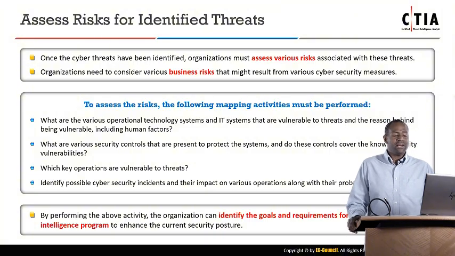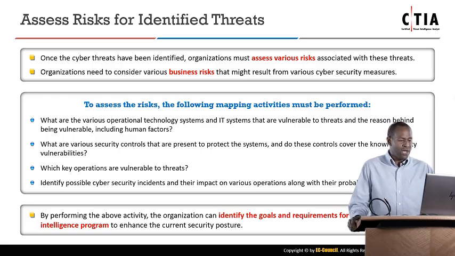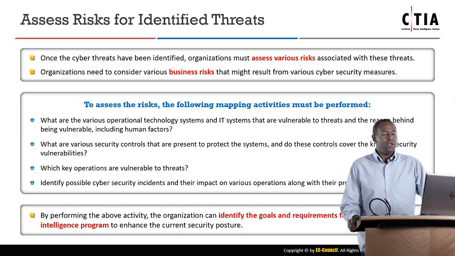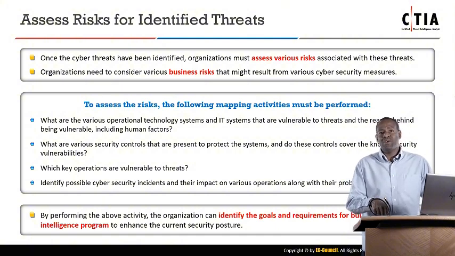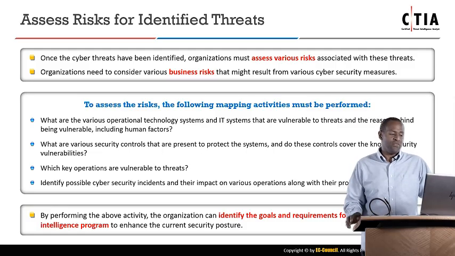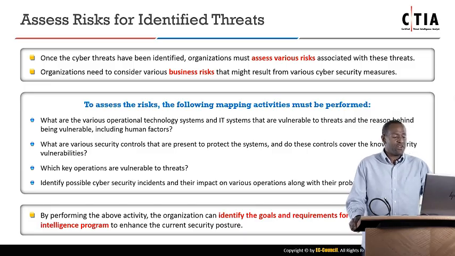So what do you do to assess the risk? What we do is we're going to do some mapping activities. Number one, what are the various operational technology and IT systems that are vulnerable to the threats? Again, we want to look and see if we are vulnerable or not. Even human factors. It could be that our system isn't vulnerable, but we might have a user that might be suckered into creating another type of vulnerability. What are various security controls that are present to protect the systems? And do these controls cover the known security vulnerabilities?